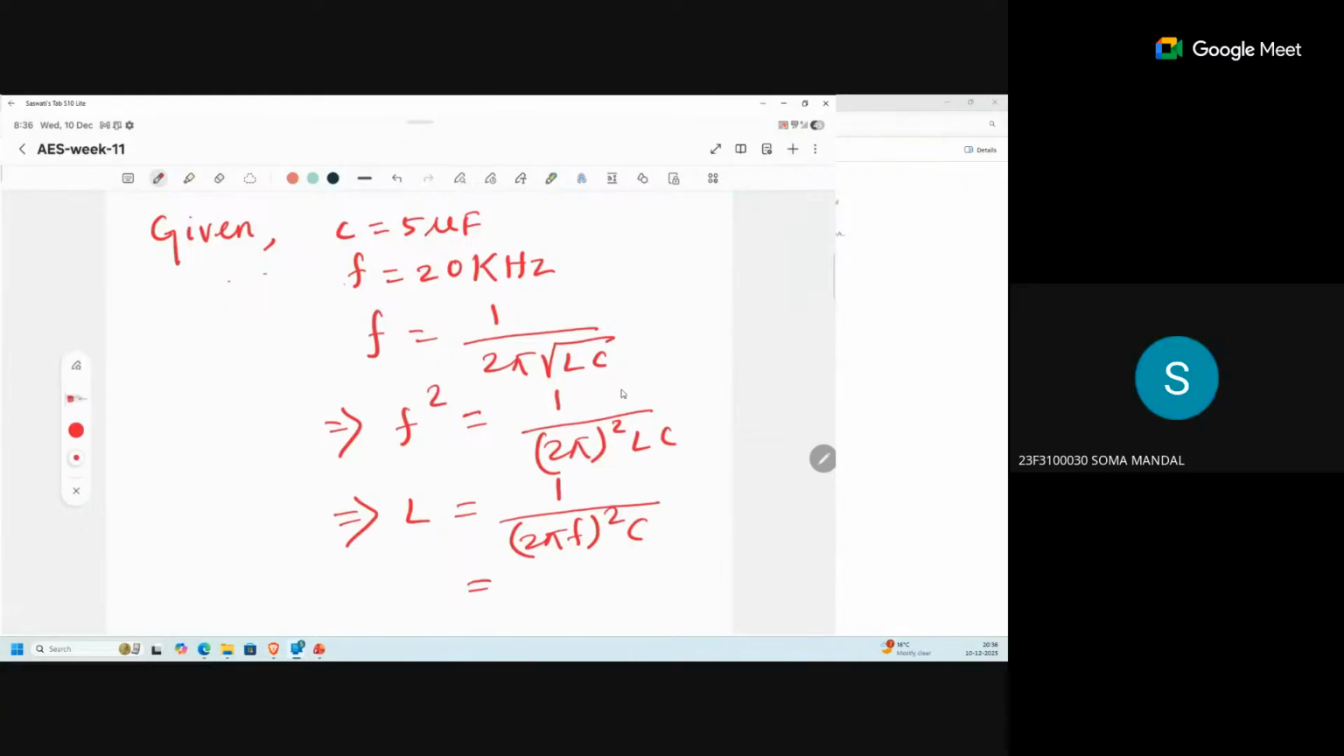Ma'am, is it 0.063 millihenry? Have you converted all the values? Have you applied it this way? Can you see the screen? Yes, ma'am. Have you converted F to hertz and C, 5 into 10 to the power minus 6 farad? Yes.